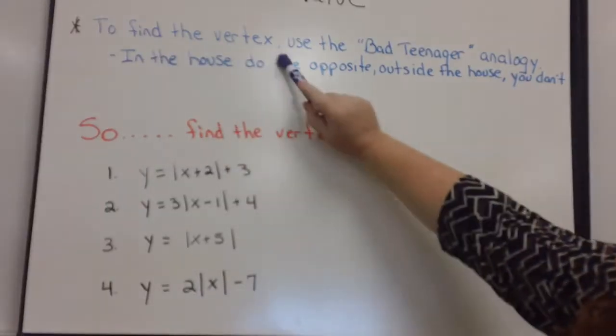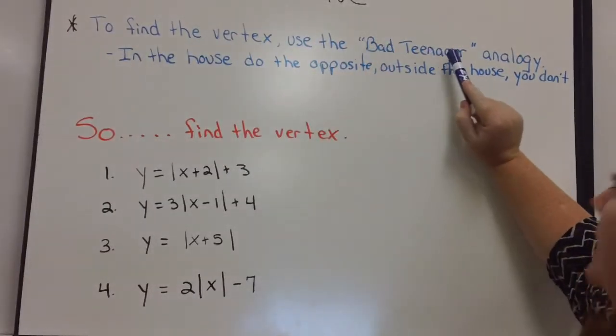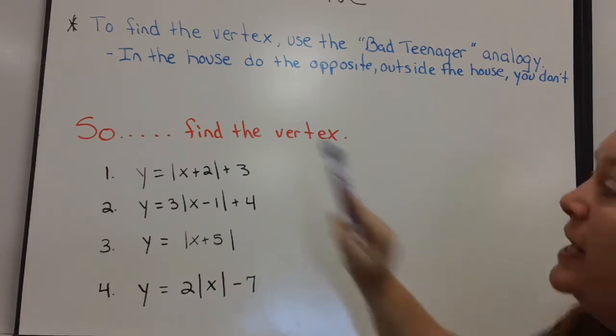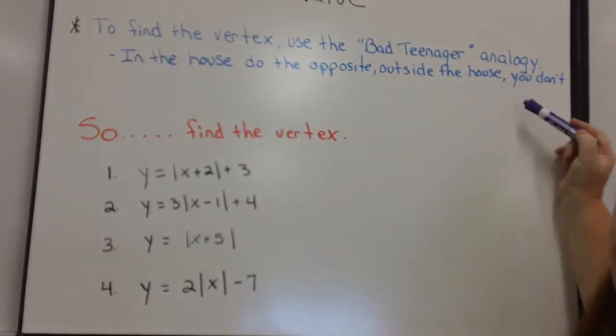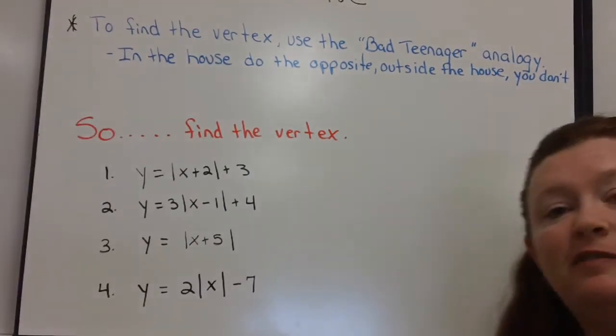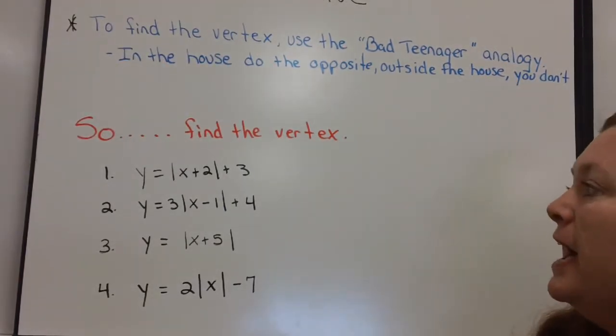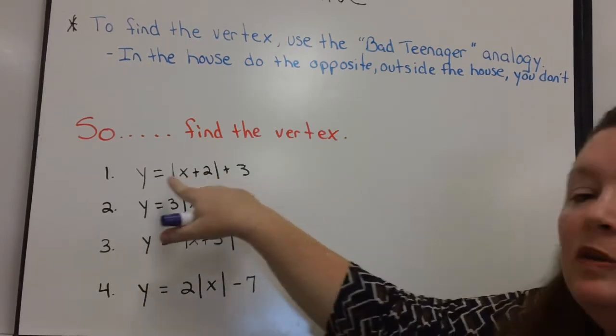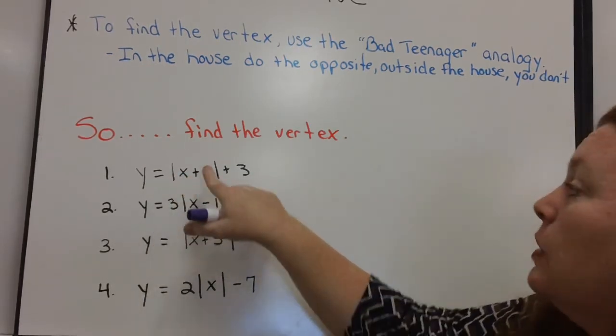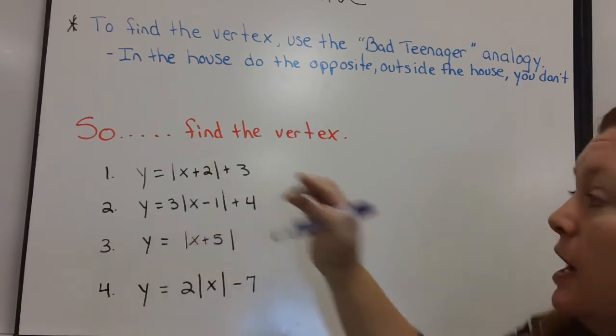So to find the vertex, we use the bad teenager analogy. Remember what that is. In the house, do the opposite. Outside the house, you don't. So let's find the vertex. If I have an absolute value equation, the absolute value symbols make a house. So inside the house, I do the opposite.